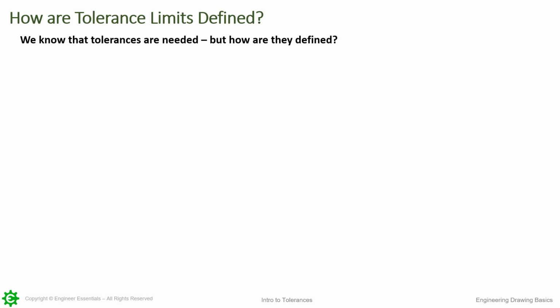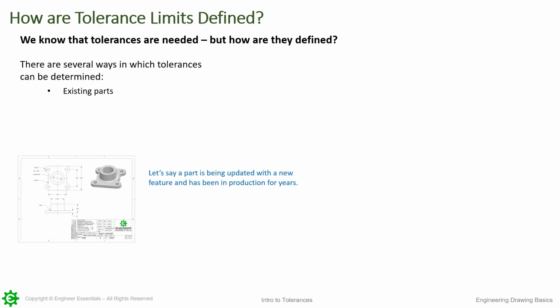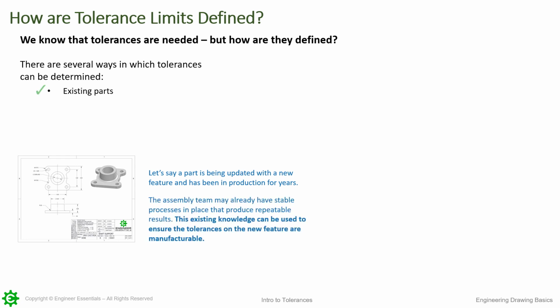So we know tolerances are needed, but how are they defined? Where do they come from? Well, there's several ways in which tolerances can be determined. Some instances of these are from existing parts. Let's say a part is being updated with a new feature, but it's been in production for years. The assembly team may already have stable processes in place that produce repeatable results. This existing knowledge can be used to ensure the tolerances on the new feature are manufacturable, and make sure that they're not too tight or too loose.